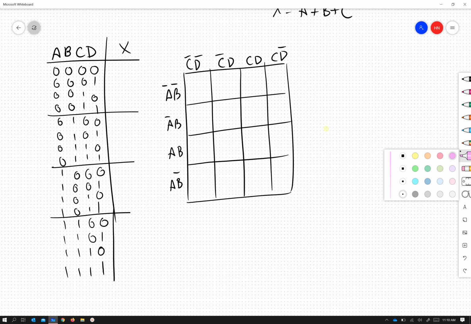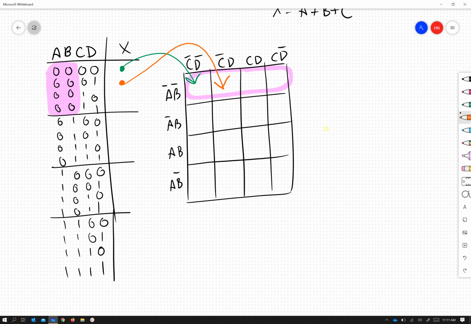Let me highlight how it's filled in. The reason I divide these sections into 4 is because I want you to notice that this section that I've highlighted in pink is where A and B are both 0. So that's going to be this entire row. And then it's a matter of following the correct order. So C and D both 0, both off, that's going to go right there. Whatever the answer is at the output is going to belong in there. The next one is where C is 0 and D is a 1, which is in that column.